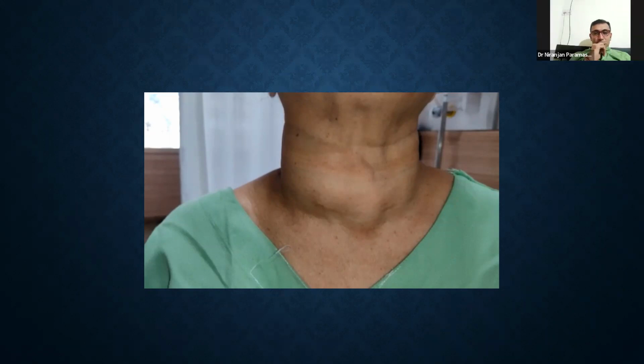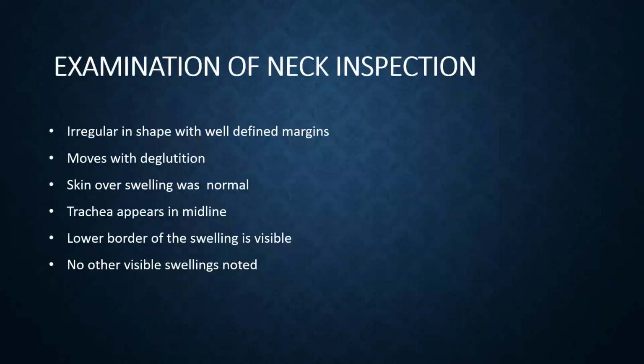Second, in palpation, you started with tenderness and raised temperature. For a thyroid swelling, you should never mention these points. You'll be inviting many questions, like when does a thyroid swelling become tender, and when do you expect a raised temperature in a thyroid swelling? So you need to be prepared for that. These things should be avoided for a thyroid swelling.